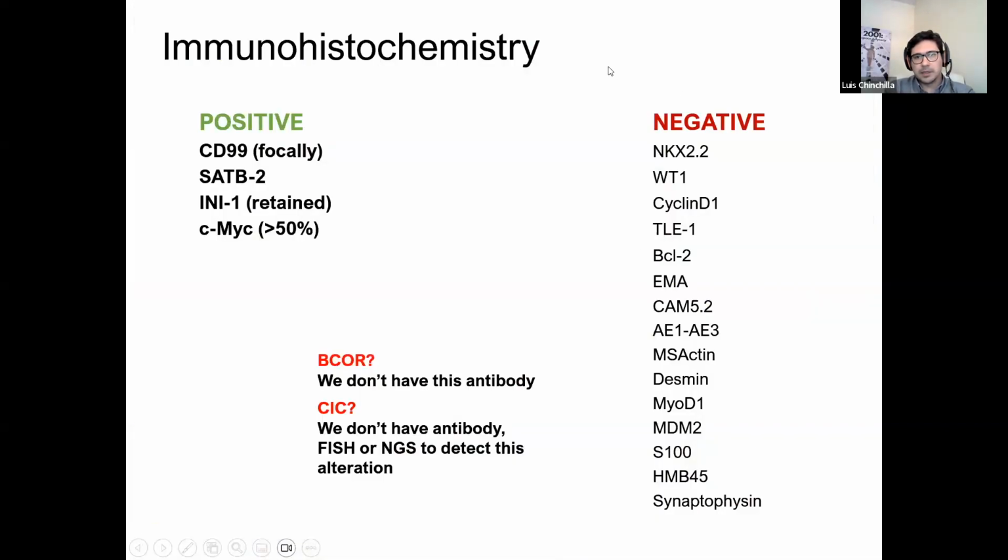And this is the summary of the immunos, right? Positivity just for CD99 focally, SATB2, INI1, and C-MYC. I don't have BCOR or SIG to perform in my hospital, and these were the negative markers: cytokeratins, smooth muscle markers, skeletal muscle markers, S100, HMB45, and synaptophysin were negative.